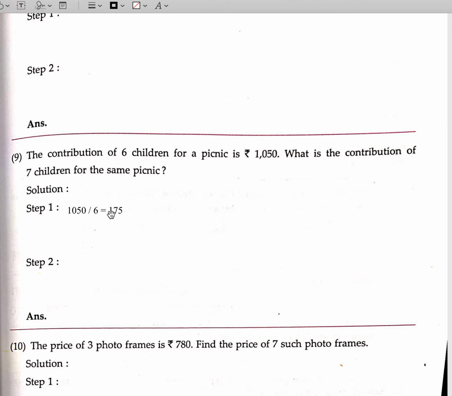So now as we have got the price of one child, now we have to find the price of 7 children, which means we have to multiply. So here we will do 175 into 7, which is equal to 1225. So we'll write the final answer as: 1225 rupees is the contribution of 7 children for the same picnic.